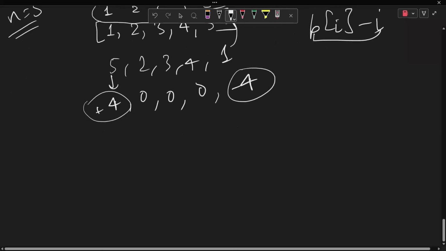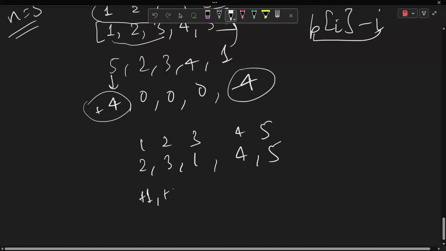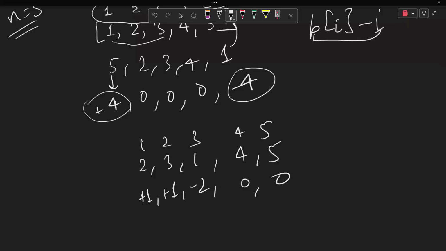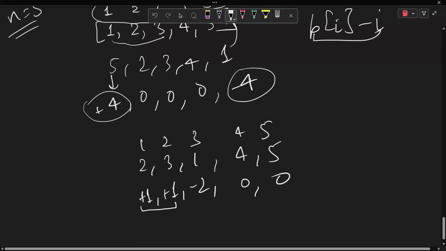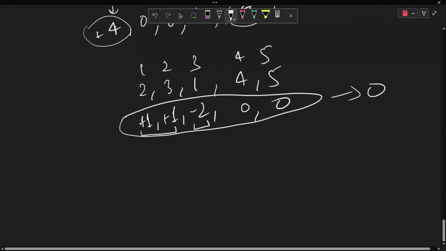Now, let's say I did something else. Instead of swapping 1 and 5, I cyclically swapped these first three elements. I made them 2, 3, 1, and then 4, 5. In that case, what would we have? If you see p_i minus i, 2 minus 1 is plus 1, 3 minus 2 is plus 1, 1 minus 3 is minus 2, and then 0, 0. So if you look, we got two plus ones and a minus 2. The net of this would always be 0. That's the first thing you can observe.